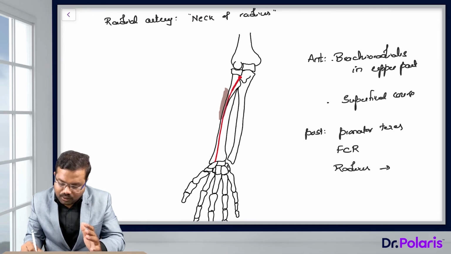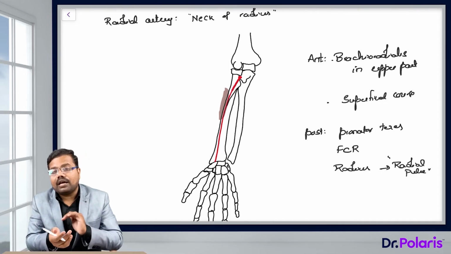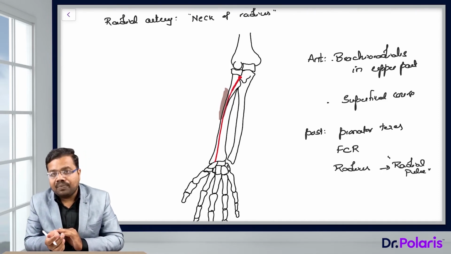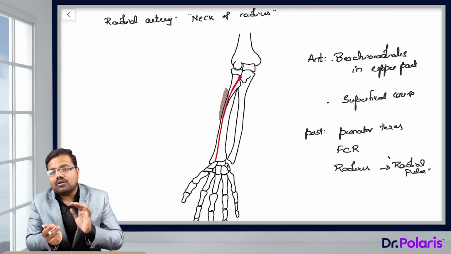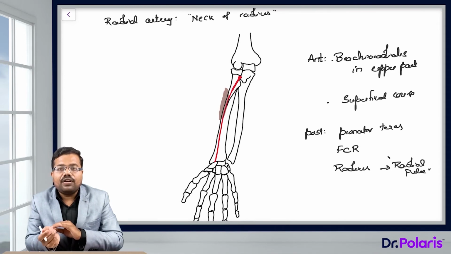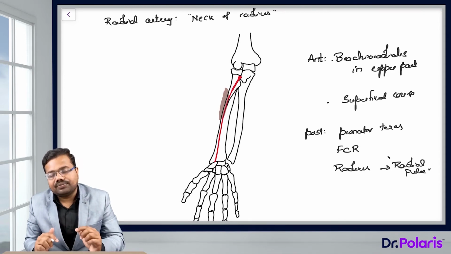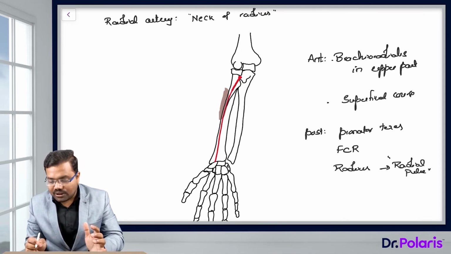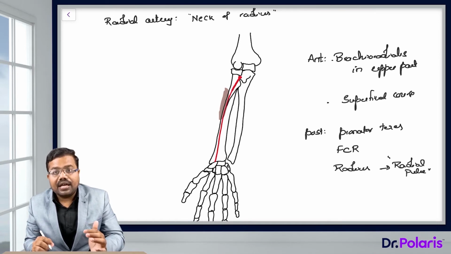And this is the point where we will see the radial pulse. For seeing the pulse, the back part has to be a stronger part, the solid organ, and that's why the solid organ here we will select as the lower part of the radius where the radial pulse is felt. Okay, that's about the anterior and the posterior relations.